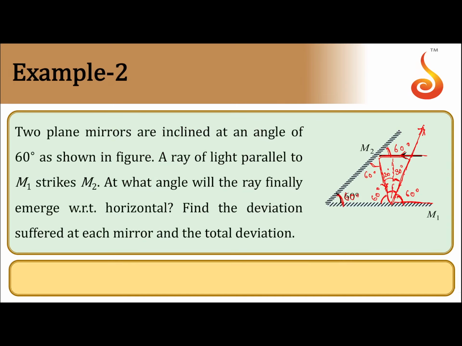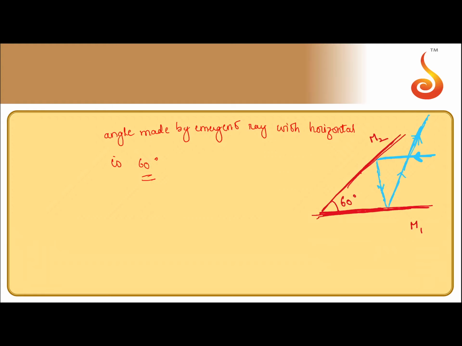So here this is the incident ray and it is getting reflected. This is the first reflection, and the deviation which this ray has suffered with the horizontal is basically this total angle, which is equal to 120 degrees. So the deviation suffered at the first mirror is 120 degrees.